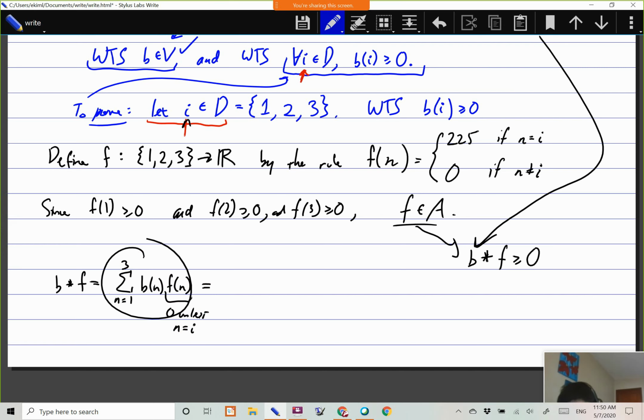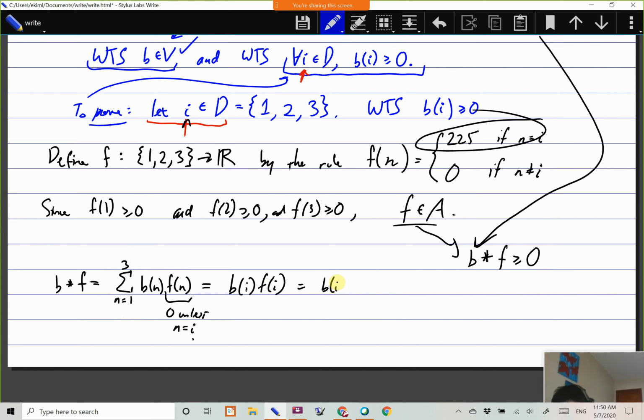So of this 3-term sum, you get zeros at least twice. One time when you're looking at index I, when n happens to equal I, then you would get a non-zero value. You get b of I times f of I. But here's the thing about f of I. F of I is, by the piece, 225. So this is b of I times the number 225.